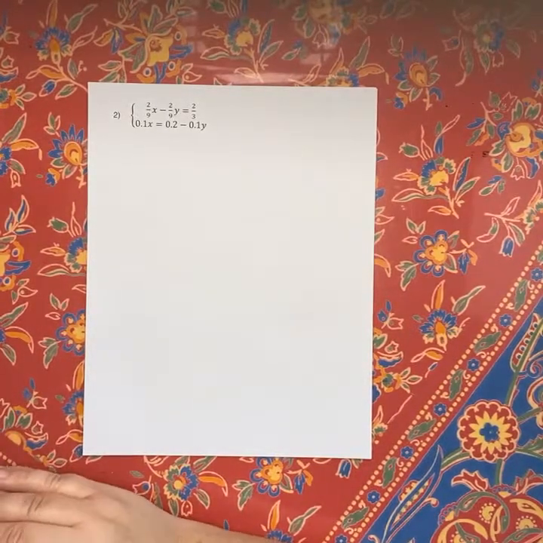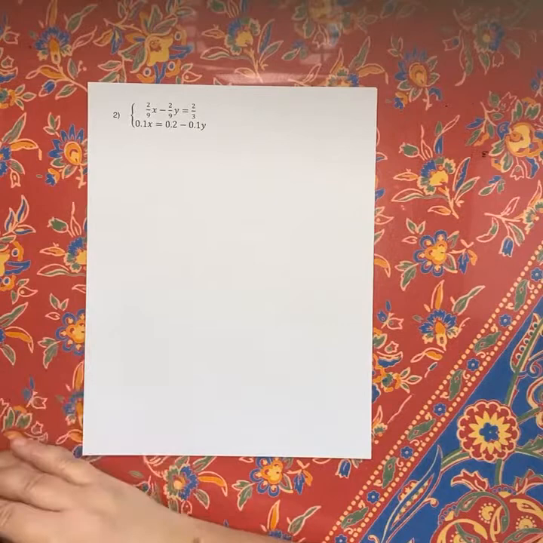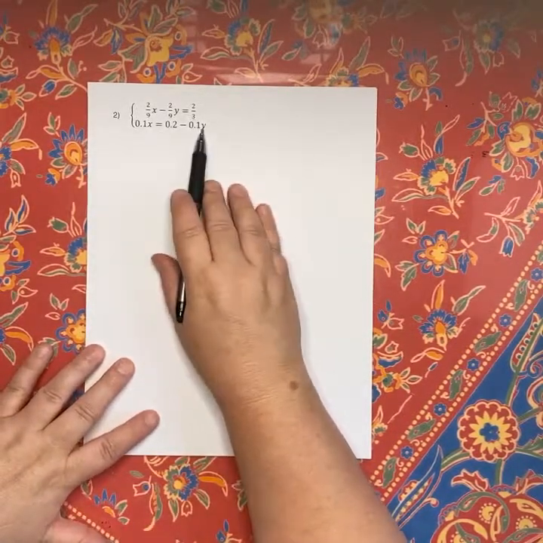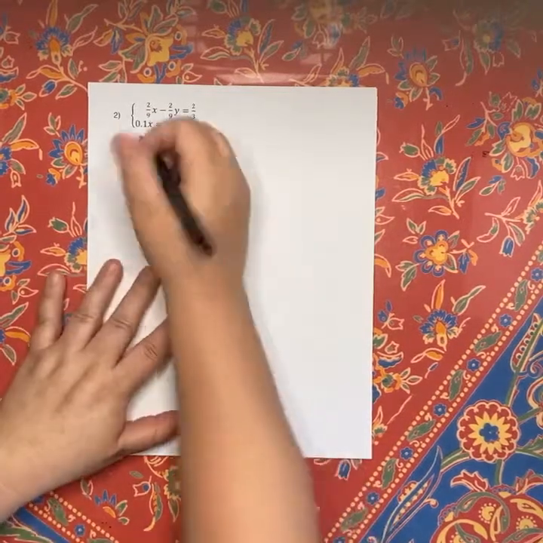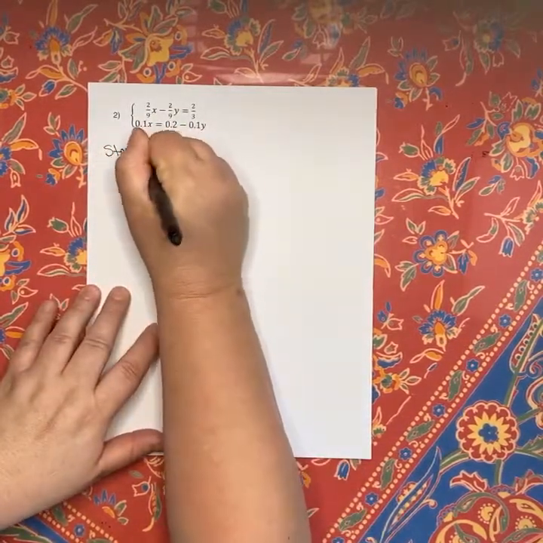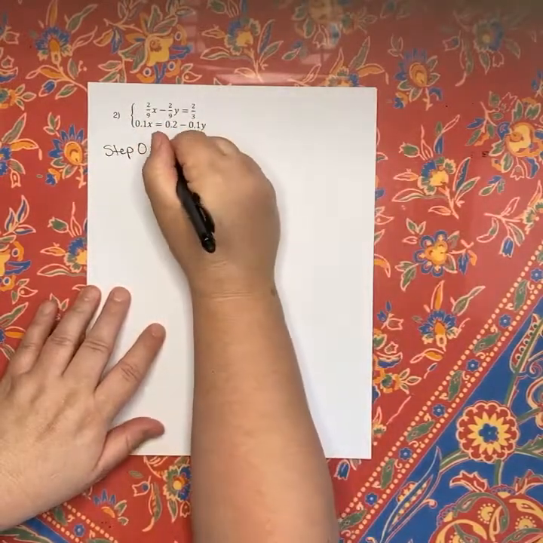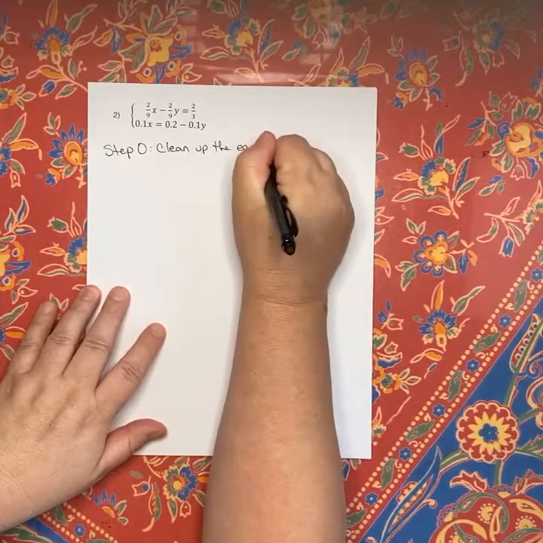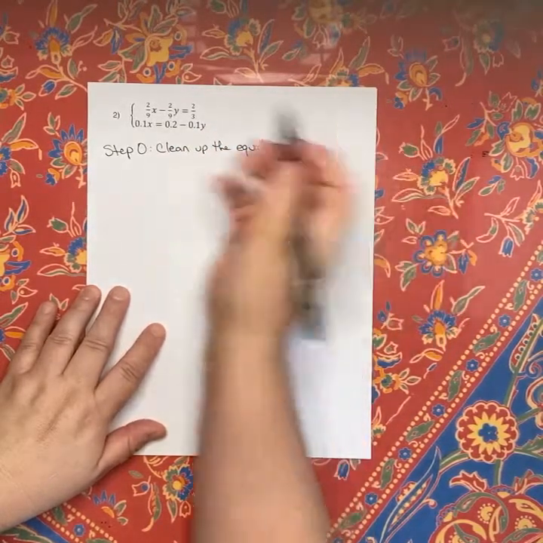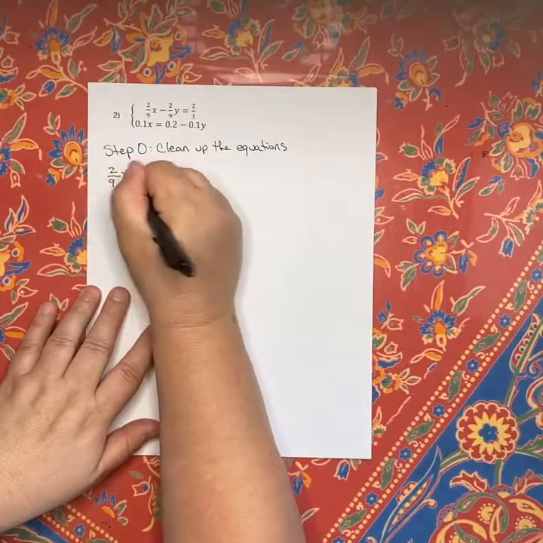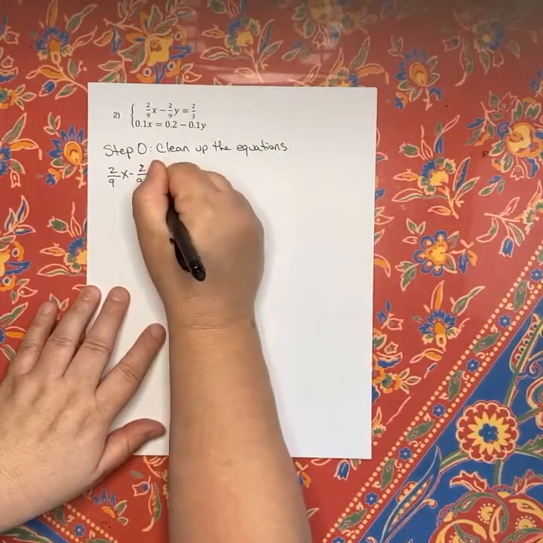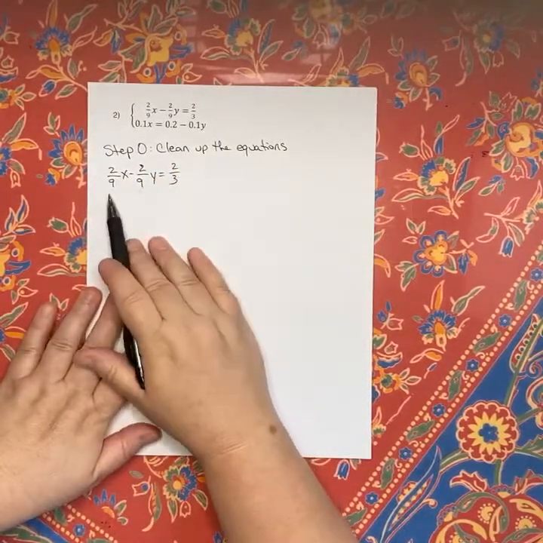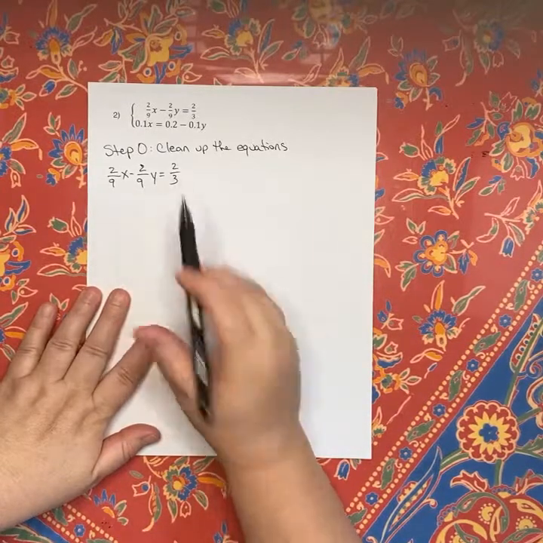Maybe the webcam was trying to save you from the fact that this is a system of 2 equations, except the first equation is all about the fractions, and the second equation is all about the decimals. So step 0 here, not even step 1, is to clean up the equations. So I've got 2/9 x minus 2/9 y equals 2/3. And I look through there and I see a common denominator of 9. So I'm going to multiply everybody by 9.